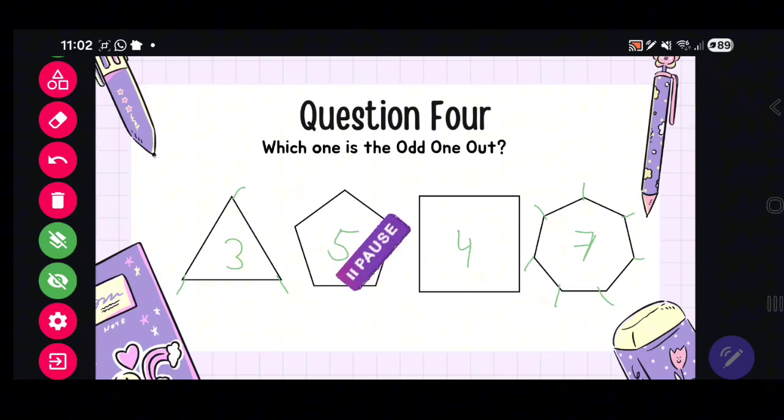Please pause this video if you can't see it. I can see that 3, 5, and 7 are all odd numbers, but 4 is not an odd number, which means that this would be our odd one out. So sometimes you have to be looking in between the lines. It's not going to be always as straightforward as it was in question 1 and question 2. It's going to be a little bit trickier, just like this.